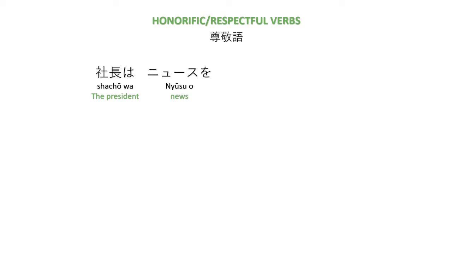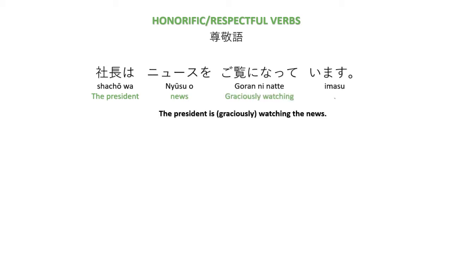社長はニュースをご覧になっています. The president is graciously watching the news. Again, giving respect to the president. So, ご覧になって is the respectful verb equivalent of 見て or 見る. ご覧になって, the te form. ご覧になる. ご覧になっています. 見ています. So, we can also say, 社長はニュースを見ています. The president is watching the news.